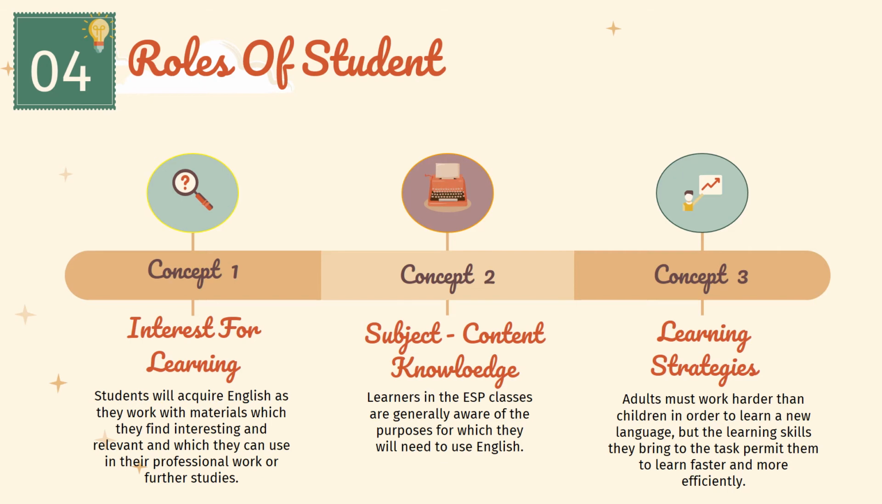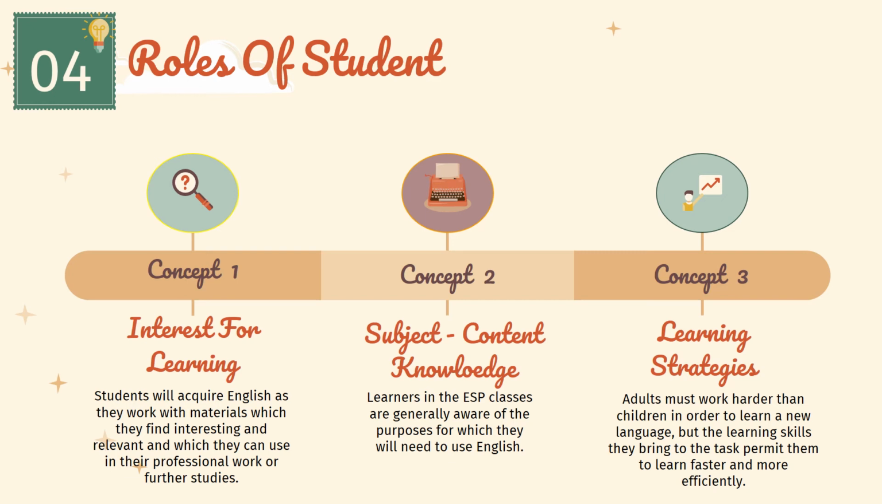Learners in the ESP classes are generally aware of the purposes for which they will need to use English. Having already oriented their education towards a specific field, they see their English training as complementing this orientation. Knowledge of the subject area enables the student to identify a real context for the vocabulary and structure of the ESP classroom. In such a way, the learner can take advantage of what they already know about the subject matter to learn English. Number 3, learning strategies.